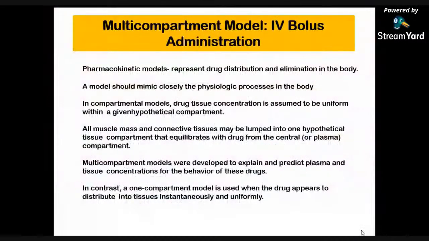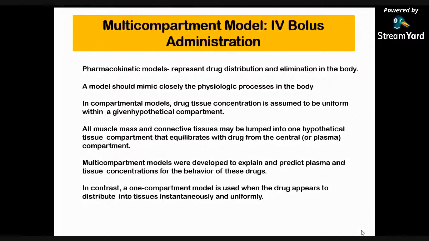So, as you already know, we are going through the chapter compartment modeling, in which we already discussed the one compartment open model. In that, IV bolus, IV infusion, and extravascular administration we already discussed. In this lecture we will start the new topic from compartmental modeling, which is the multi-compartment model, which follows IV bolus administration.